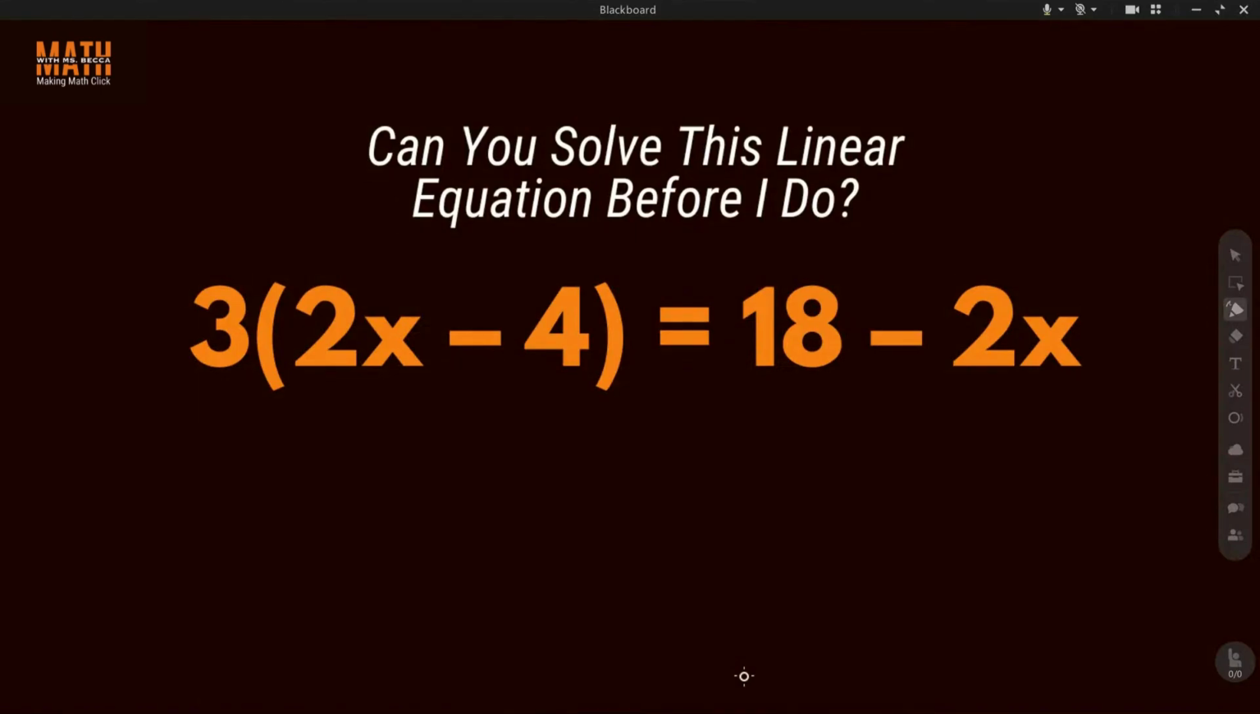Most adults get stuck on questions like this, but not you and not today. Here is the question. 3 bracket 2x minus 4 equals 18 minus 2x. Before I solve it, pause the video, try it, and then come back.